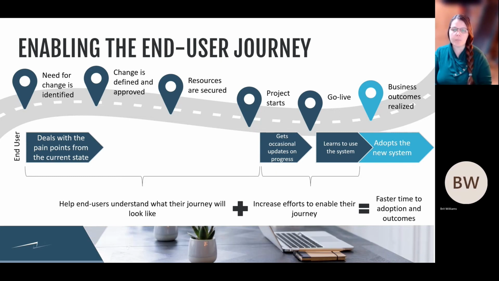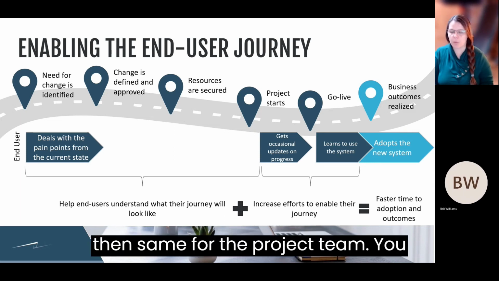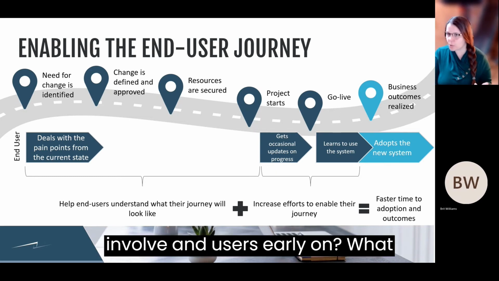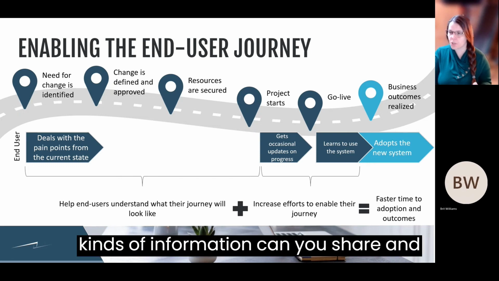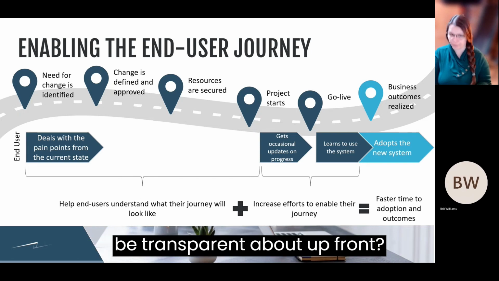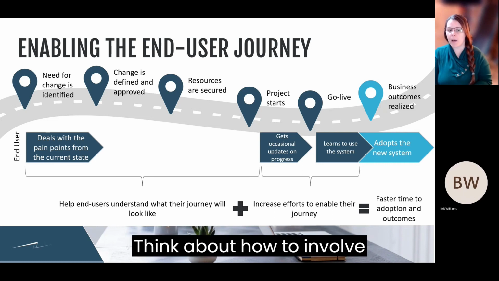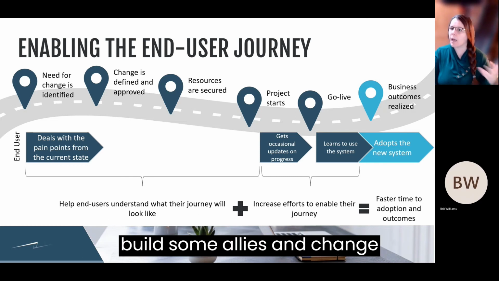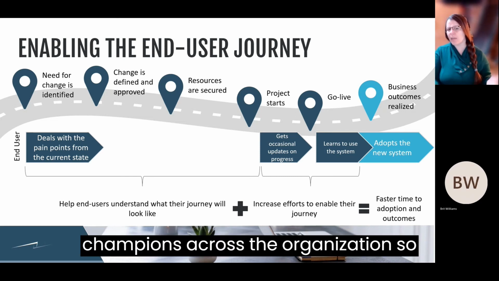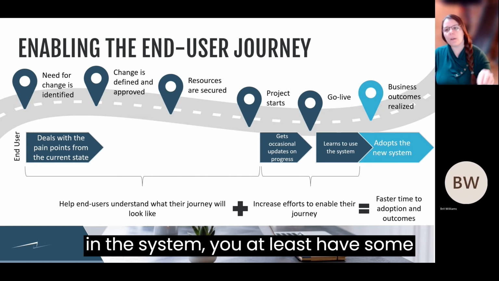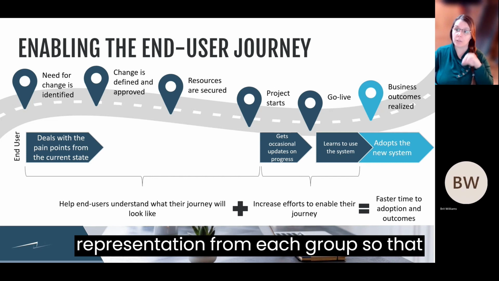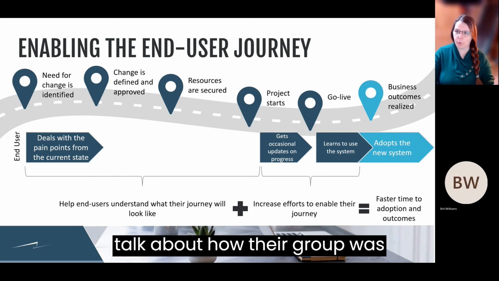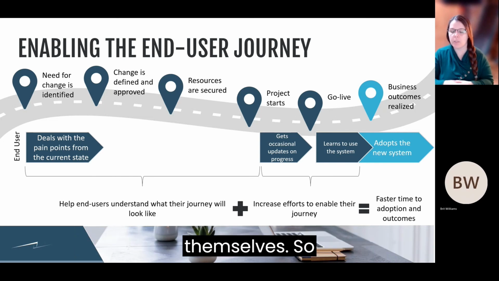And so how can you expand the journey of the team and the people that are going to be impacted by this change? And then same for the project team, consider when you're doing requirements gathering, how can you involve end users early on? What kinds of information can you share and be transparent about upfront? Think about how to involve different people within the project and build some allies and change champions across the organization so that even if you have hundreds of users in the system, you at least have some representation from each group so that those team members can go back to their teams once we're closer to go live and talk about how their group was represented within this implementation themselves.